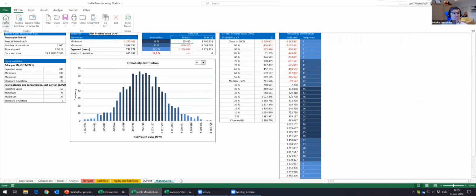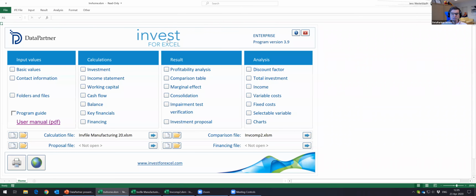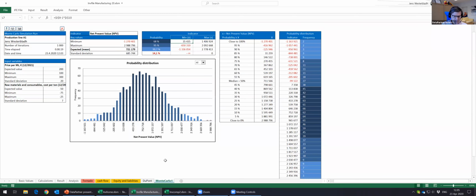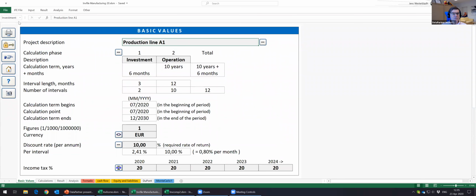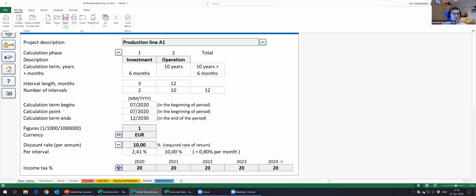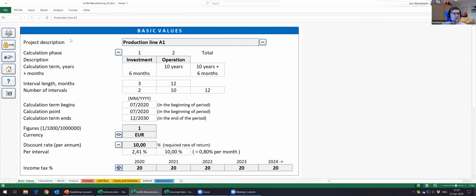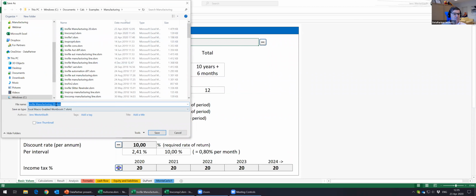Okay, I think we have spent enough time on case number 1. I will just simply save it. And what we will do next is look at alternative number 2, automated production line. So I will go to input basic values. I will begin by saving under the new name before I even start changing numbers. So save as, like in Excel normally.